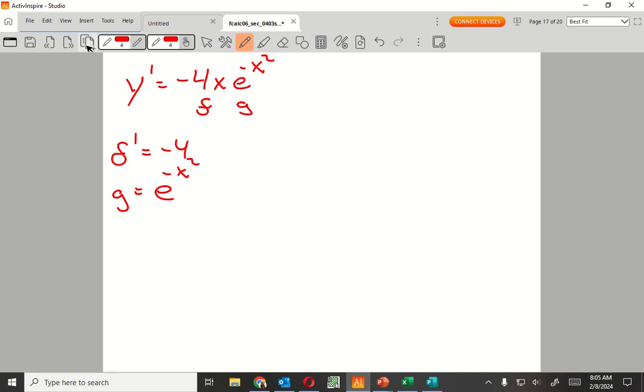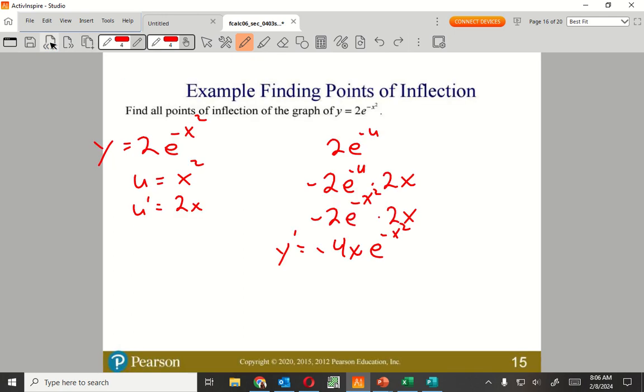So it's a chain. So I could do it again. So isn't that what I started off with? Kind of, right? It's just I don't have the 2 out front. So if I didn't have the 2 out front, then what would my answer be? It would just be 2x e to the negative x squared, right?